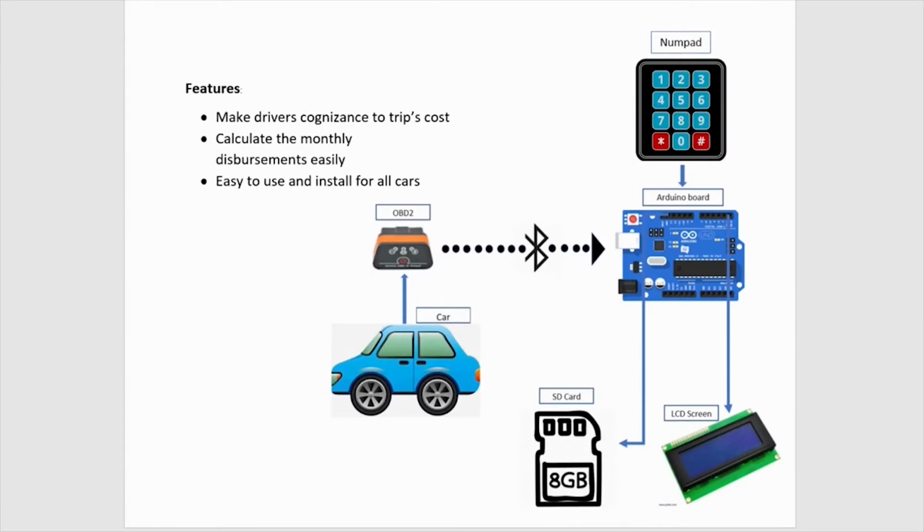The idea behind our device is to make drivers cognizant of the cost of their trips. The device will help any driver who wants to know how much he spends on fuel per trip and monthly. That has been done using the Arduino board. The OBDII and the numpad are the input tools. The Arduino will use the input data to calculate the trip's cost through our own mathematical equations. The trip's cost will be displayed directly on the LCD screen and saved on the SD card.